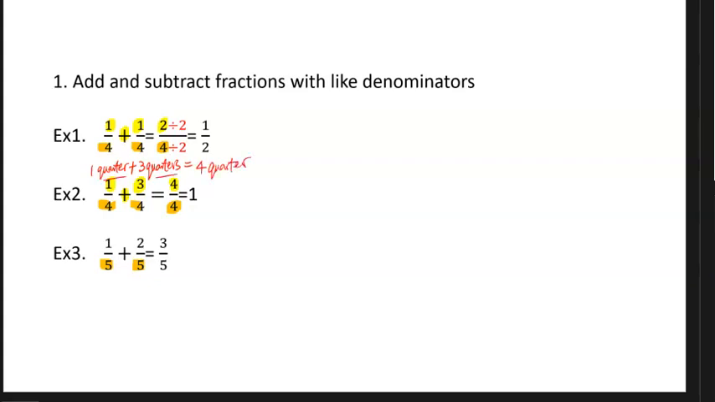Again, the quarter doesn't change. So that's why 4, 4, 4 stays the same. And 4 over 4 can be reduced down to 1, because they both have a 4 in common. We also know 4 divided by 4 equals 1. Okay, so finally, the last example, 5, 5, 5. We keep it as 5, but we're going to add 1 plus 2 to give us a 3. So we get 3/5.